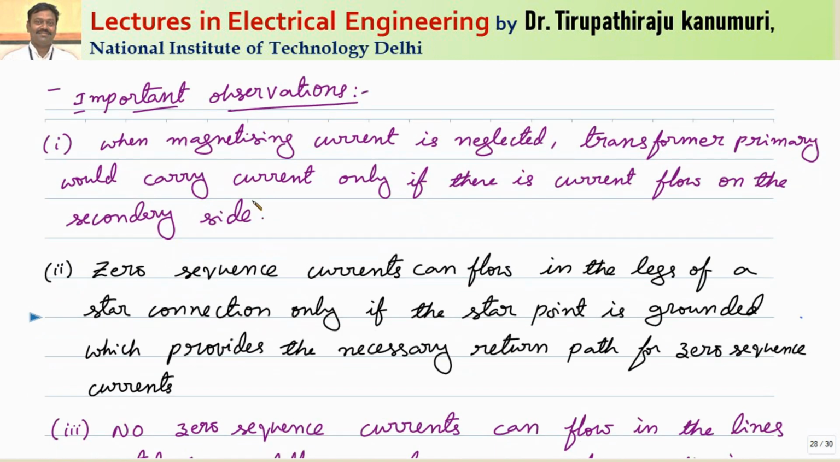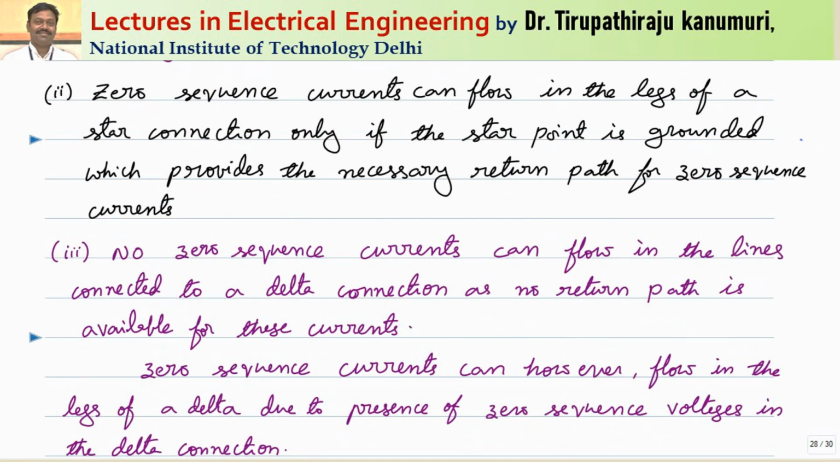So the important observations are: when magnetizing current is neglected, the transformer primary would carry current only if there is a current flow on the secondary side. So this one we have observed. And second, the zero sequence components of current can flow in the legs of a star connection only if the star point is grounded, which provides the necessary network path for zero sequence components of currents.